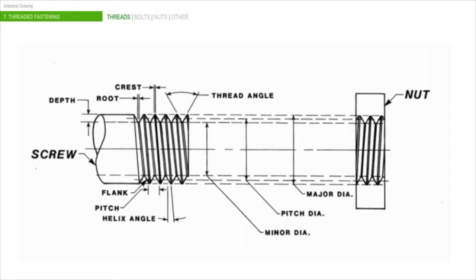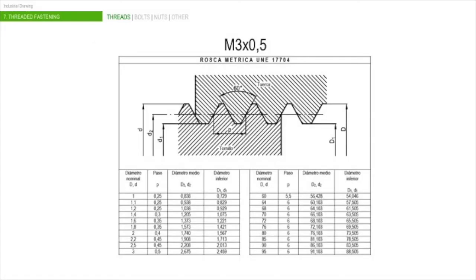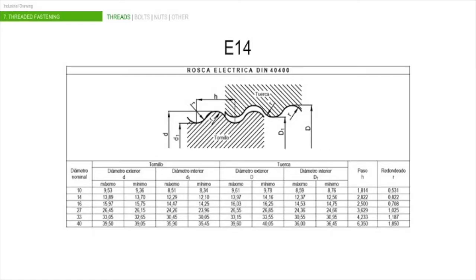These are the parts of threads. It's important to know where the crest is, which is the minor diameter, and the major diameter. Most of the threads used in engineering are standard. There are different types of standard threads. Here you can see some examples of different types of standard threads. The metric one is one of the most common threads, but you can see here Whitworth, trapezoidal, and electric one.